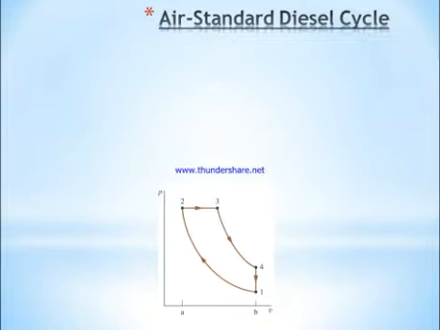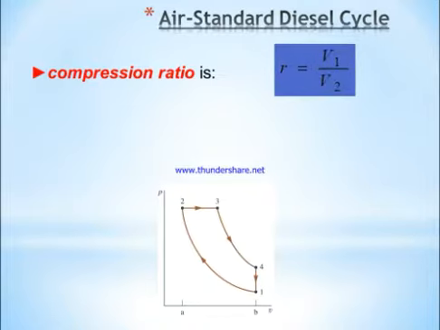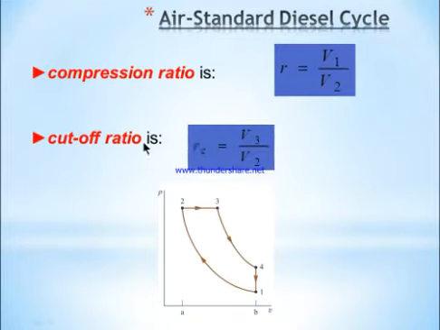Now some terms used in the air standard diesel cycle are the following. First, compression ratio. Compression ratio is the ratio between the maximum volume and the minimum volume. So here V1 is the maximum volume and V2 is the minimum volume, so the ratio between these two is the compression ratio. Cutoff ratio is the ratio between the expansion volume and the clearance volume. Here at V3 the volume is the expansion volume, and at state 2 the volume is the clearance volume. The ratio between these two is the cutoff ratio.